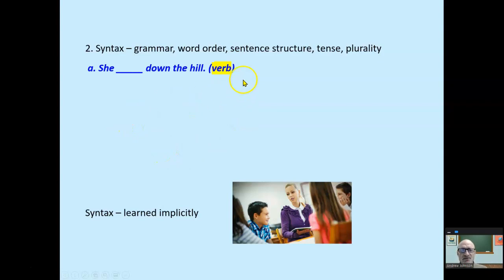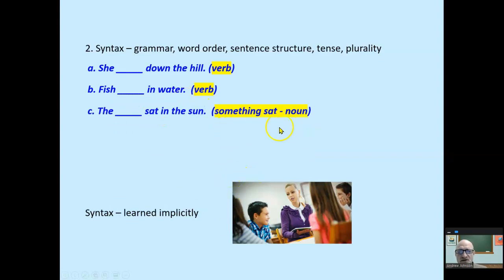She blanked down the road. Most of us know that a verb goes in there. Fish blank in water, a verb. Something sat, a noun. The dog blank on the rug. The dog did something. Syntax is learned implicitly, mostly.